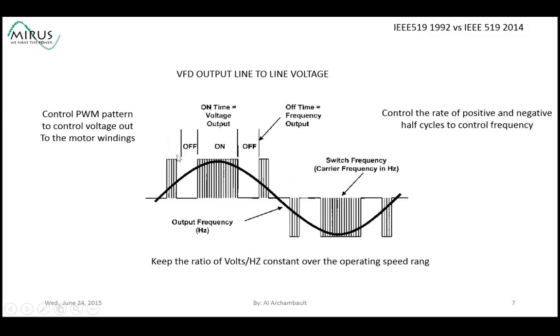The motor wants to see a nice clean sine wave. Now, riding on this sine wave current is a sawtooth, and the frequency of the sawtooth is the carrier frequency of the VFD, the 2 kilohertz or the 4 kilohertz. The other thing that the switches do is they control the frequency out to the motor, and they do that by controlling the rate at which you produce positive and negative half cycles.